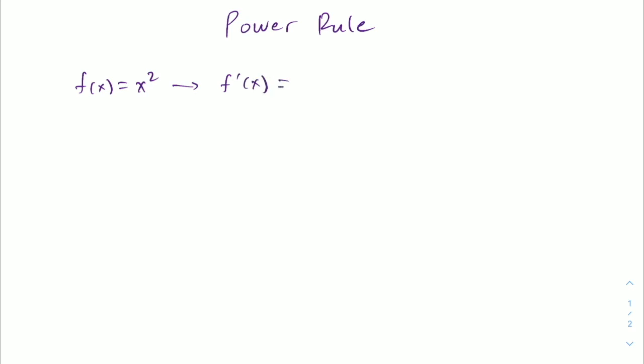So the definition of the derivative is the limit as h goes to 0 of the difference quotient. So what we do is we plug in x plus h into our function. We plug x into our function, we take the difference and we divide by h.